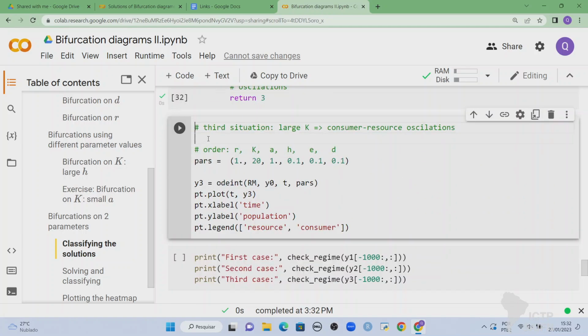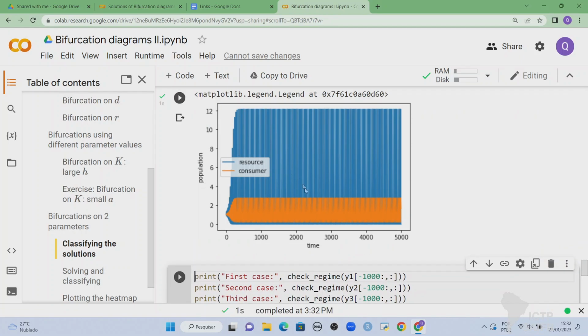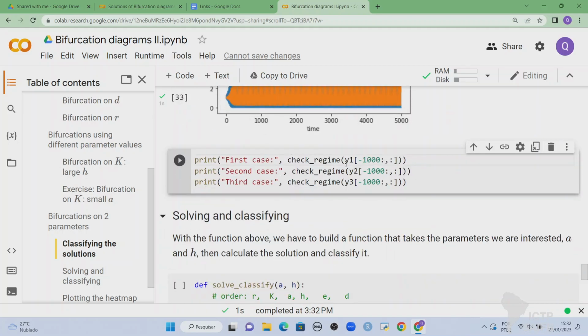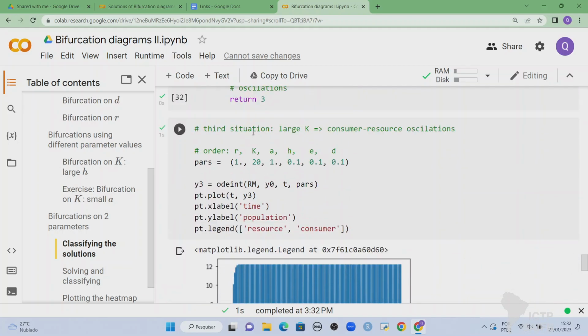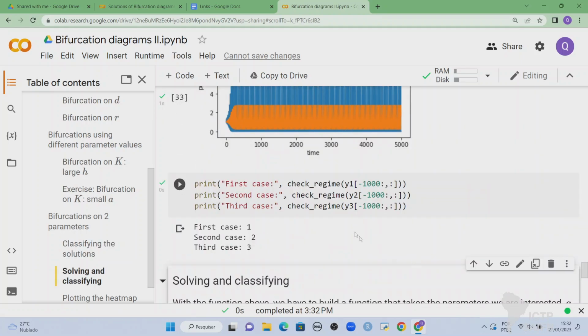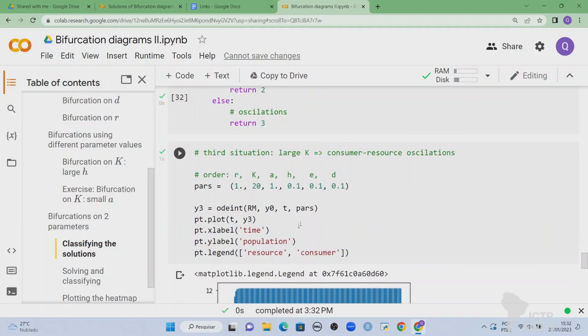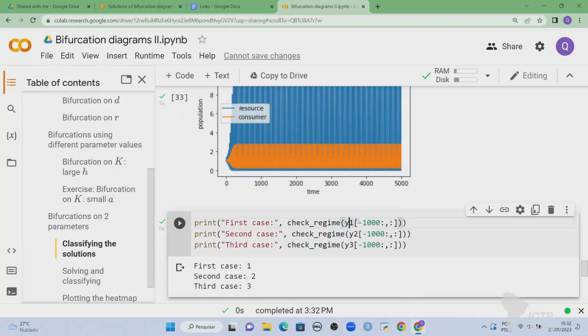And now you see, the third situation was with Y3 over here, where you have consumer-resource oscillations. This is why I used Y1, Y2, Y3. So I can get to the end here and use our function. The first case is classified as 1. You see a check regime, that is this function. What did I pass to it? I pass Y1, the last 1,000 time steps, and Y2, the last 1,000 time steps.